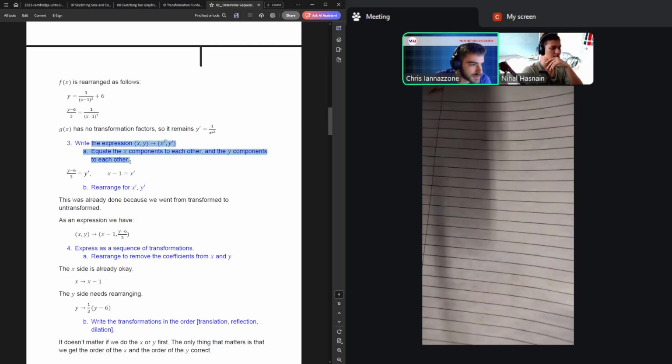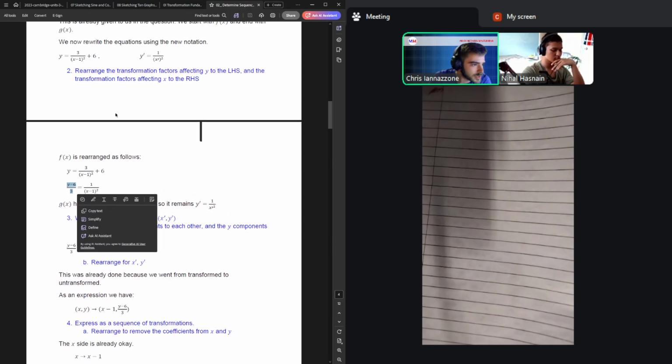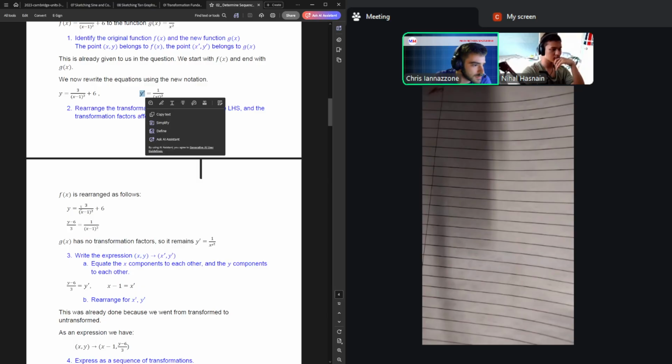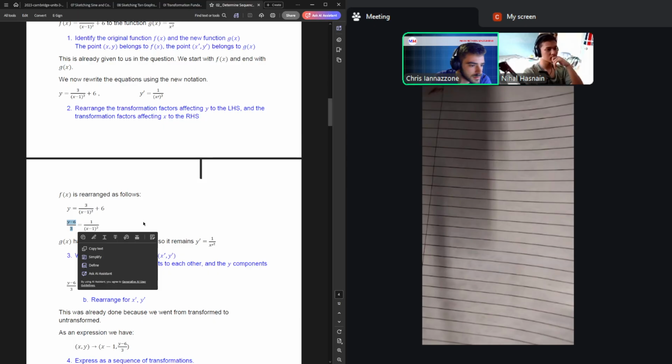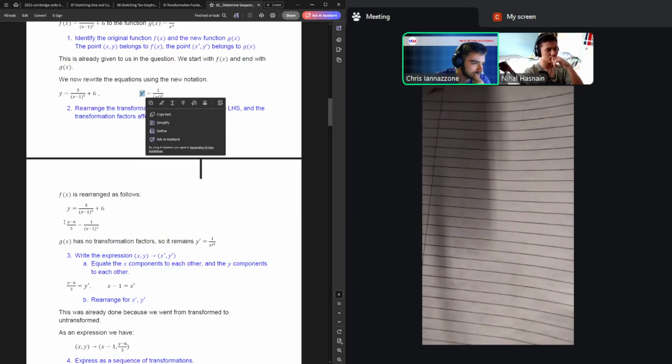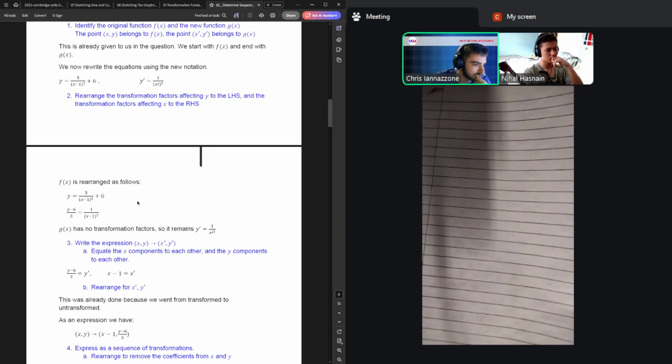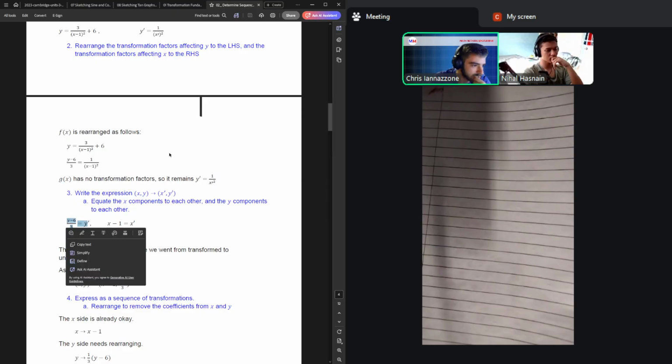Next, we're going to draw some equivalences between them. So essentially, you look at the left-hand side of one function and compare it to, make it equal to, the left-hand side of the other function. Again, if this one needed rearranging, you would compare it to the end result, not the starting result. So essentially we have y dash is the same thing as y minus 6 over 3. We got that comparison.